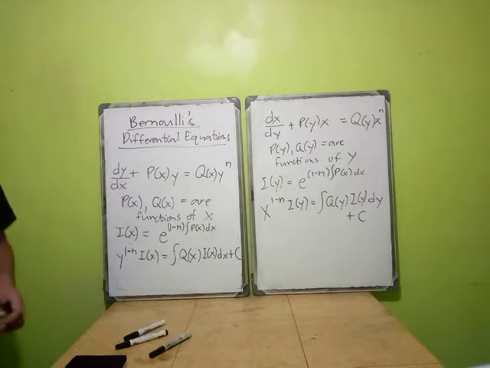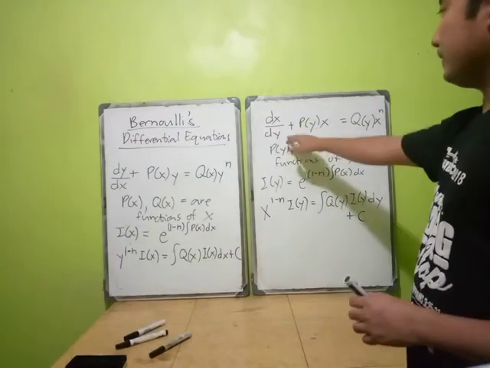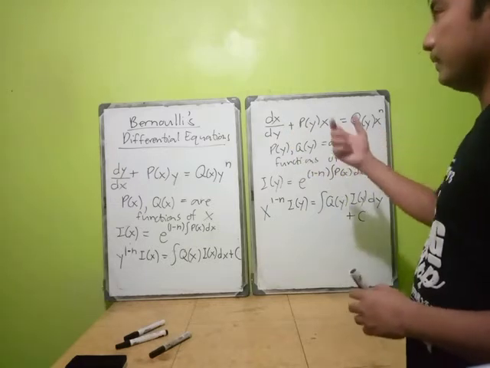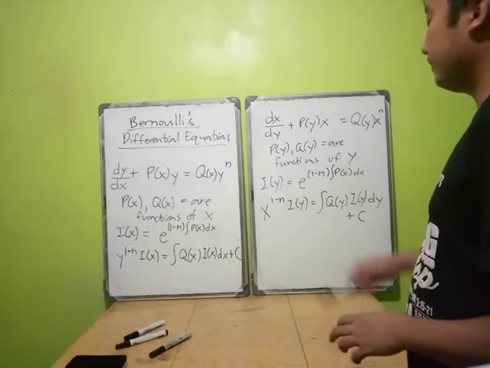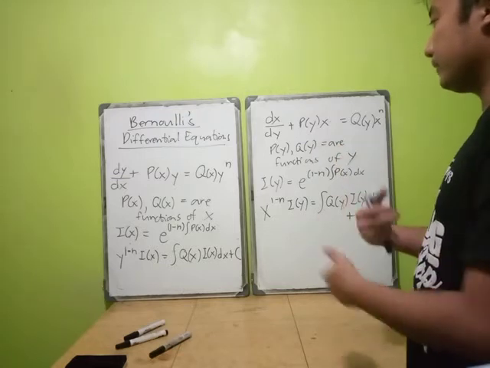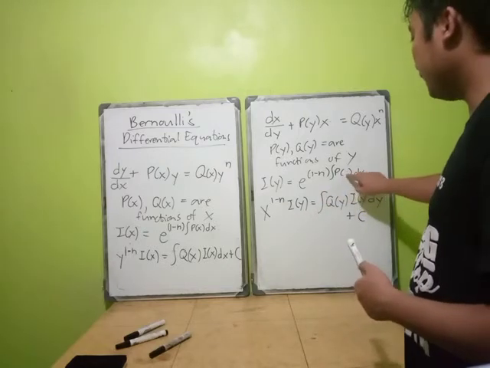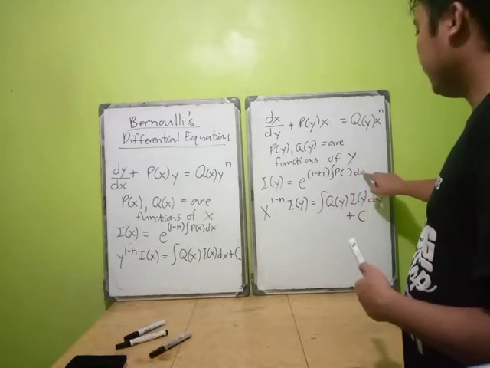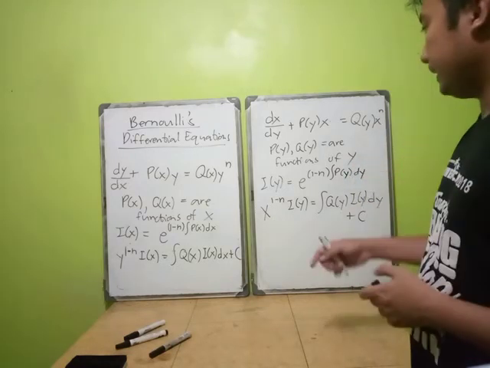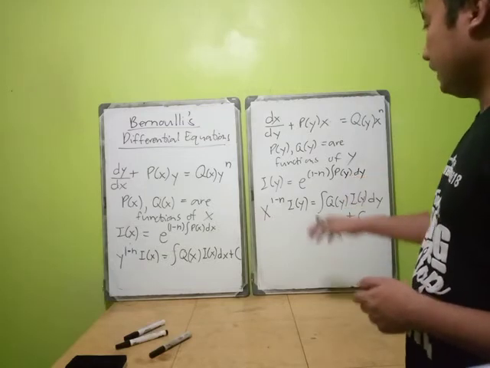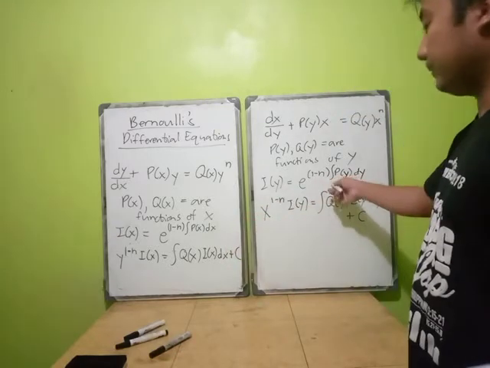Okay? So, same thing. If baliktad, instead na dy over dx, dx over dy yung nandun, ito rin yung formulas. The same. dx over dy plus p of y x equals q of y x to the power of n. Here, p of y, q of y are functions of y. And then, yung integrating factors mo, ibaliktad mo lang. So, these are supposed to be p of y dy, sorry. Papay-correct na lang. So, I of y is equal to e to the power of 1 minus n p of y dy. So, instead na x, y dito ang integrating factors.